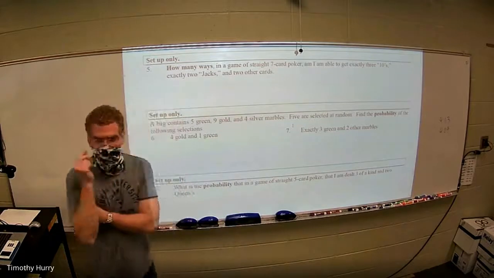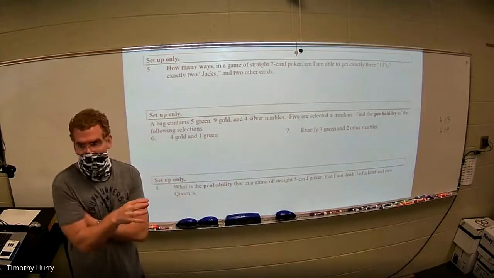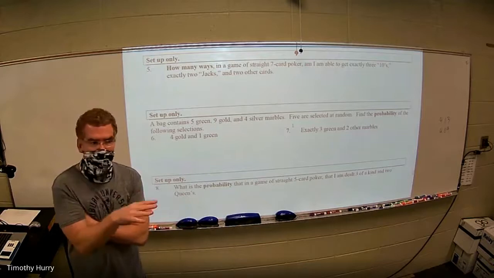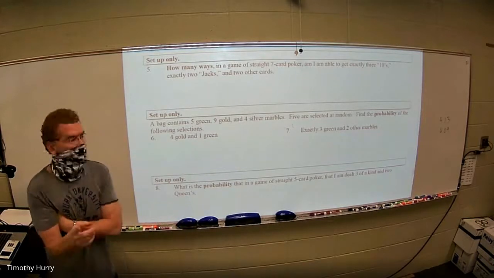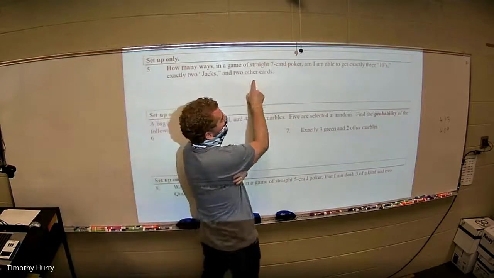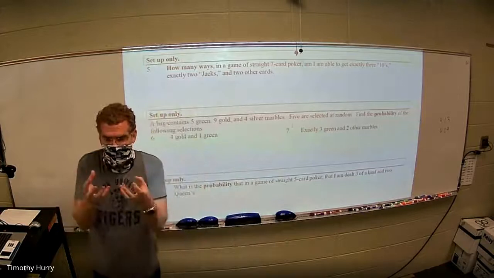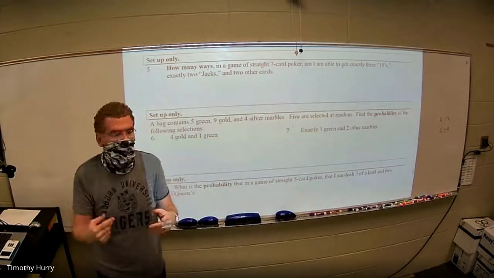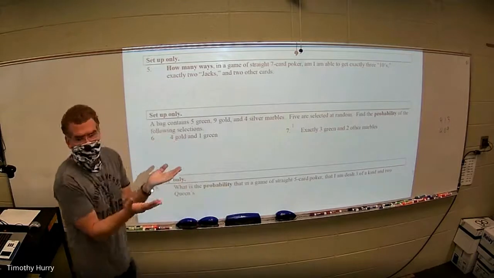Now, did I say that the other cards had to be different kinds? I mean, no. So they might be the same kind. They might be different kinds. Are you with me? All right. I didn't say, and 2 other different kinds of cards. That would mean that the other cards can't be the same kind as well as being different from tens and jacks.